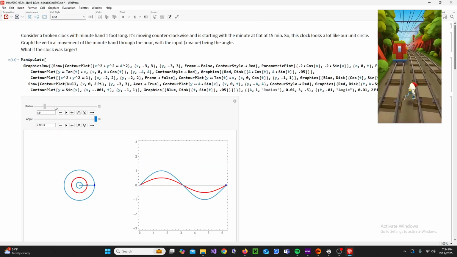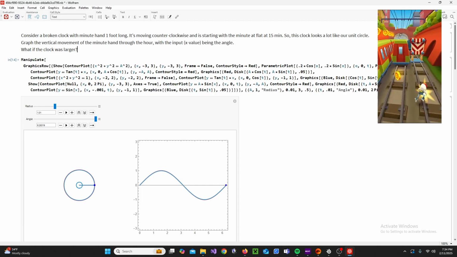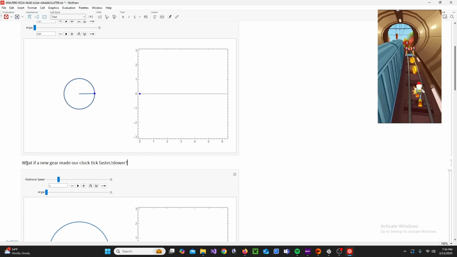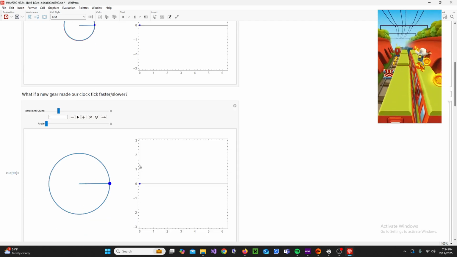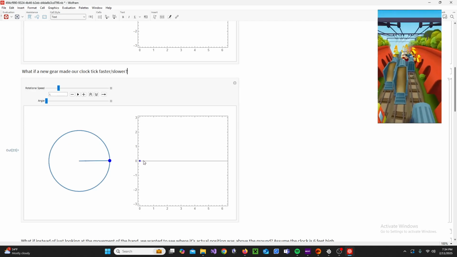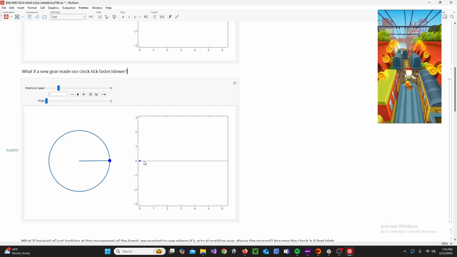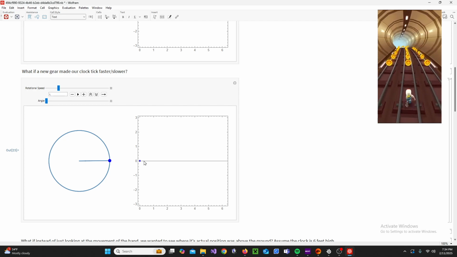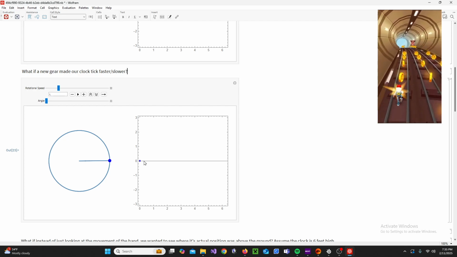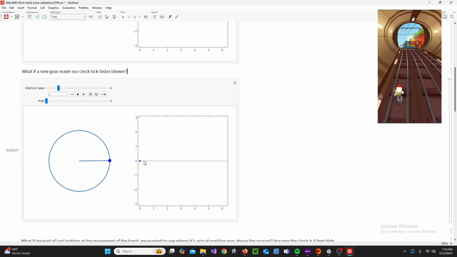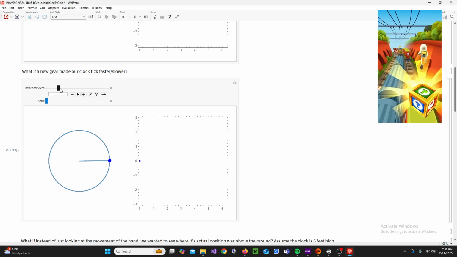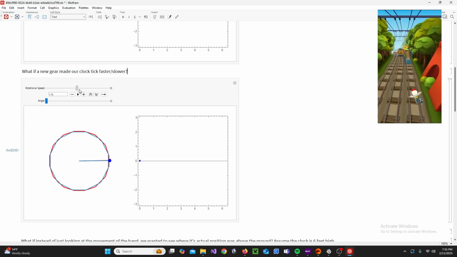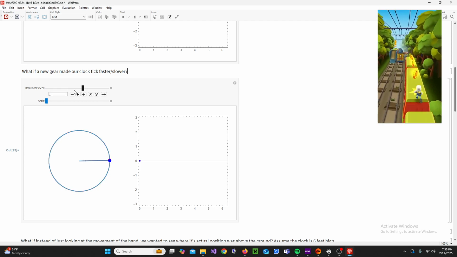Now, the next scenario, let's undo all this. What if we tried to work on the mechanics of the clock, we replaced some gears around, and what if a new gear actually made our clock tick faster or slower? So let's say we somehow sped the clock up a little bit. If we increase our rotational speed by, let's say, 2, then what happens?